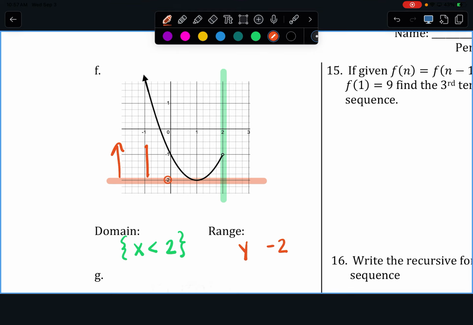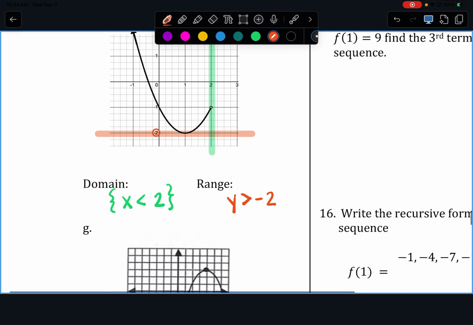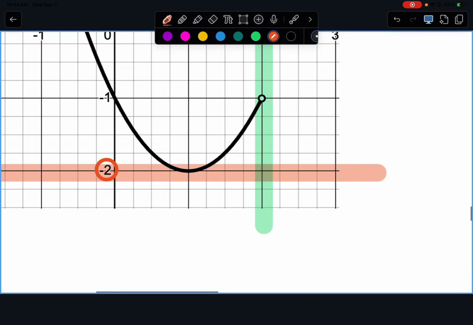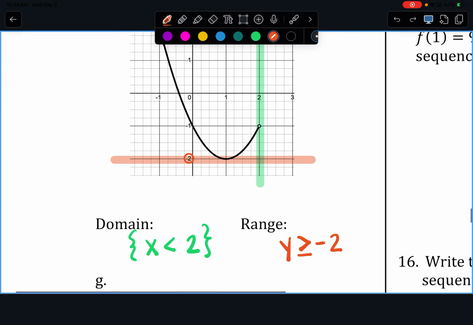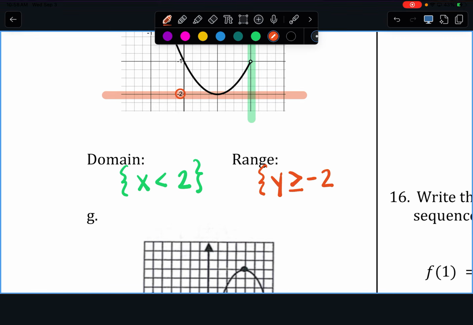Now, notice the entire function is above that line. Well, does that mean it's greater than or less than -2? Greater than. If it's above the wall or to the right of the wall, it's greater than. If it's below or left, that's less than. Now, this one is going to get an equal to bar because is he equaling -2? Yeah, he's actually hitting that. There's not an open dot there. You have to physically see an open dot to not equal the value, and there's not one there. Okay, so that is our range.